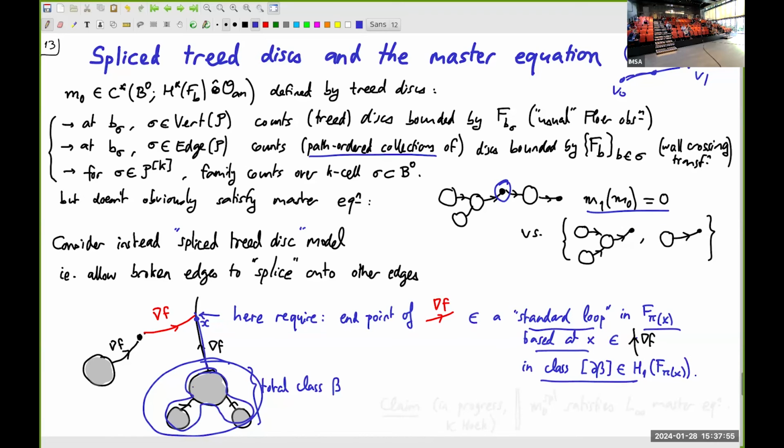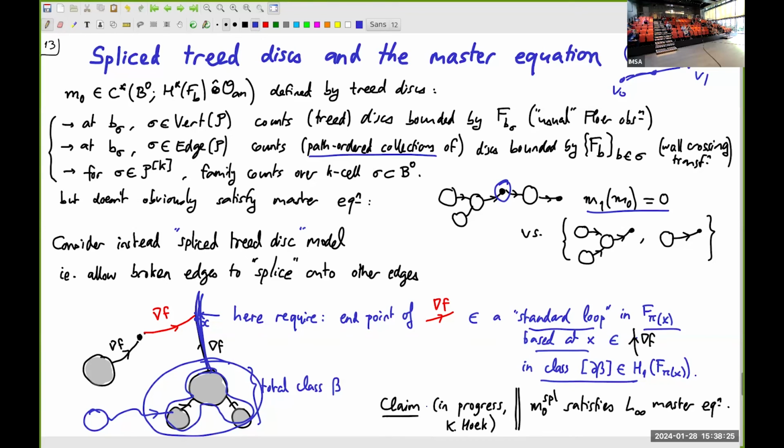So essentially, if you want to know what could have happened before, there used to be a disk here, and it attached to somewhere on that tree of disks. And so the incidence condition was that my Morse flow line had to end up somewhere on the boundary of one of those disks or the connecting edges. And now I'm going to take that whole loop and let it drift up along this gradient flow line of F and push it to the other fibers further to the output. So the claim in progress is that if you redefine M0 as a count of these spliced treed disks, then it will satisfy an L-infinity master equation.